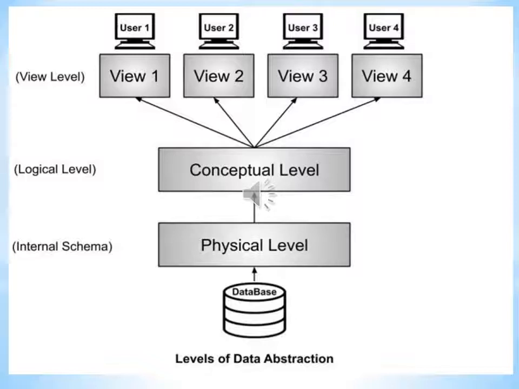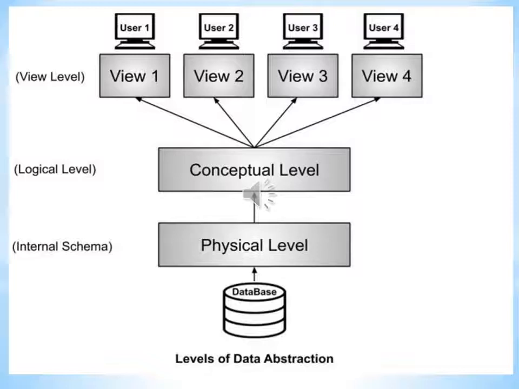Three levels are there: the physical level, logical level, and view level. The physical level is the lowest level. This level describes how the data is actually stored in the physical memory. The physical memory may be hard disks, magnetic tapes, etc. The next is the logical level. This is the next higher level of abstraction, which is used to describe what the database stores and what relationships exist between the data items.